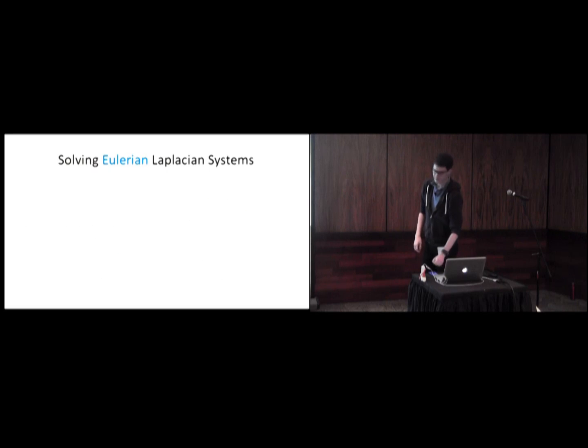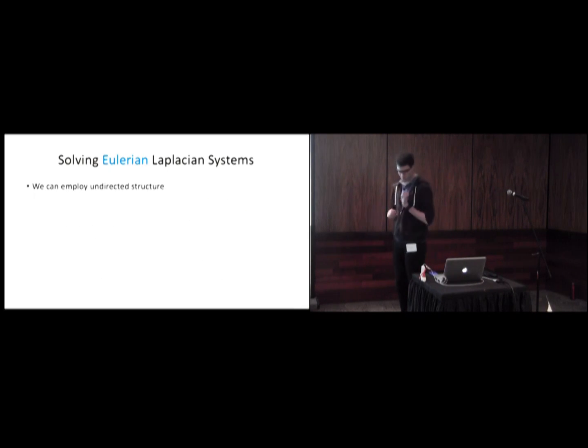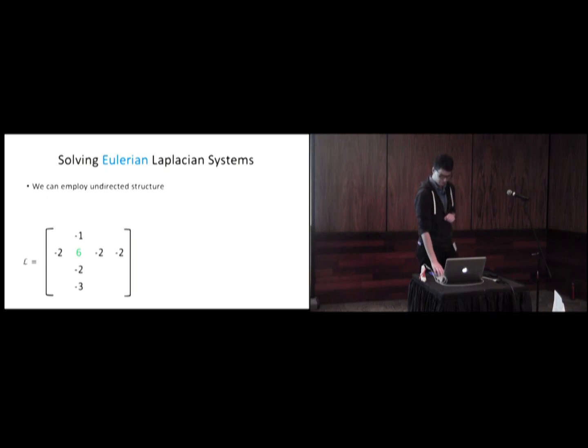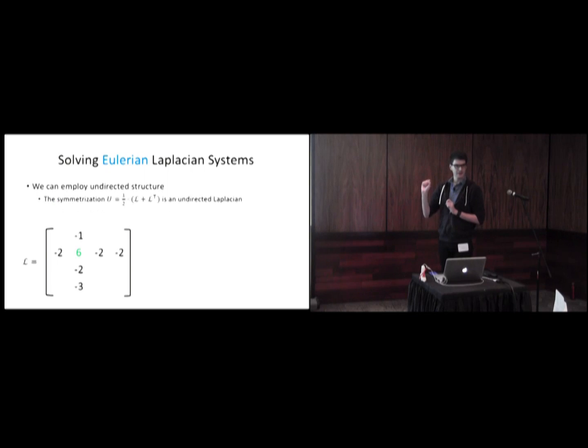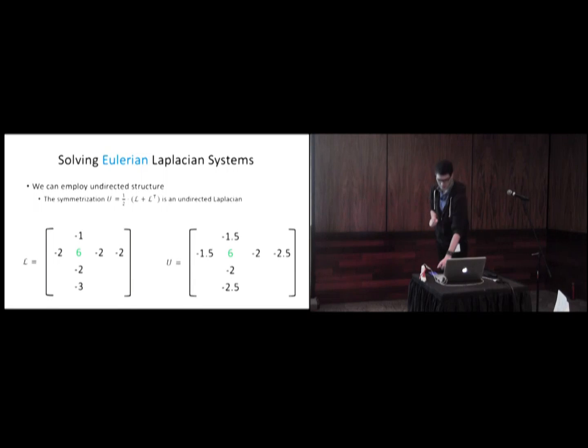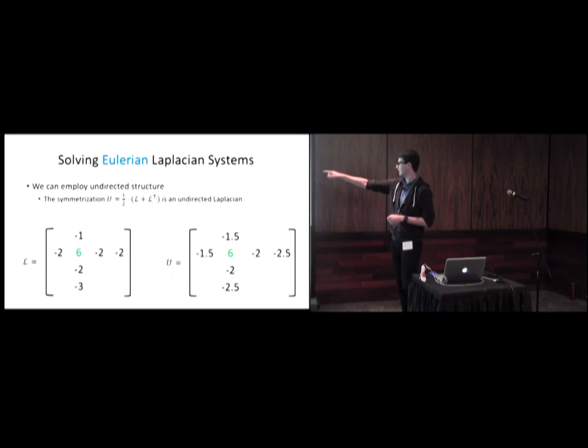Okay, how do we solve Eulerian Laplacian systems? Because our graphs are Eulerian, we can employ undirected structure. What do I mean by that? I claim that if a graph is Eulerian, then I can consider the symmetrization of its Laplacian, the Laplacian plus Laplacian transpose over 2. This is going to be a symmetric matrix, but furthermore, it's going to be an undirected Laplacian. And undirected Laplacians are very nice because we know how to solve them. Notice what happens with the corresponding row and column over there: I just get something that's part of an undirected Laplacian.